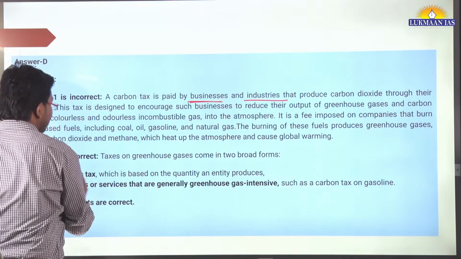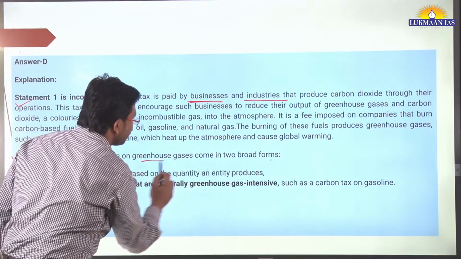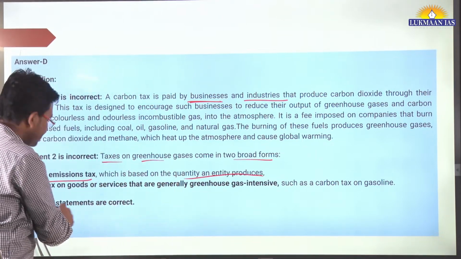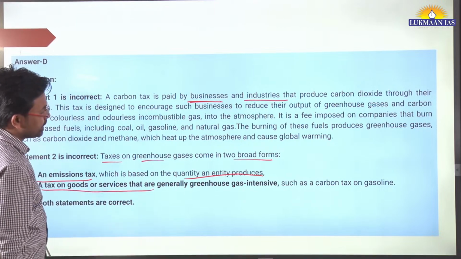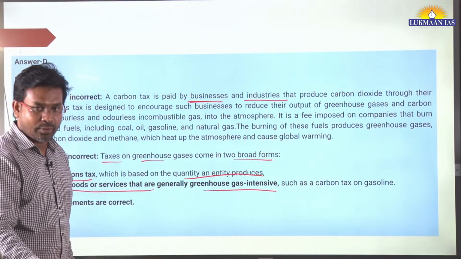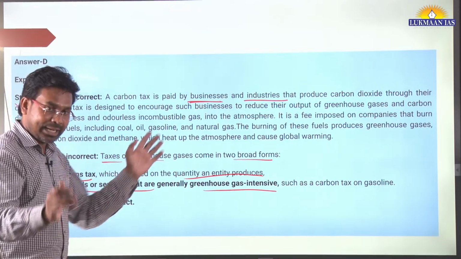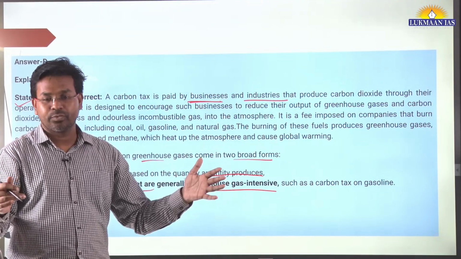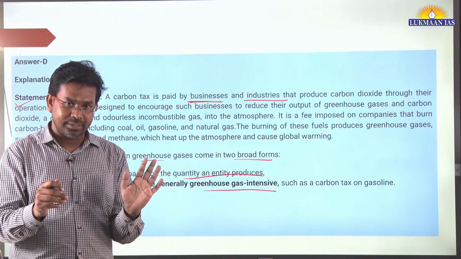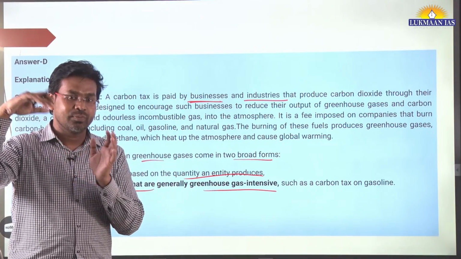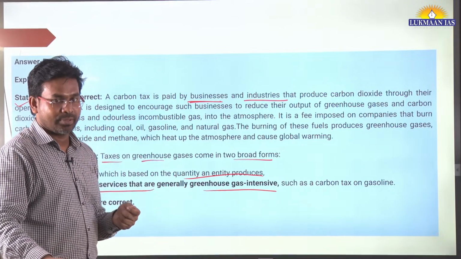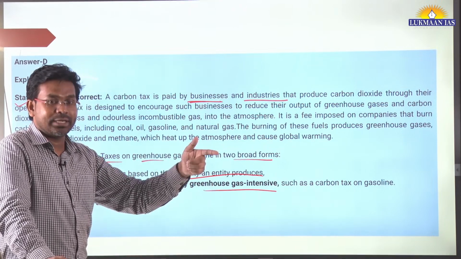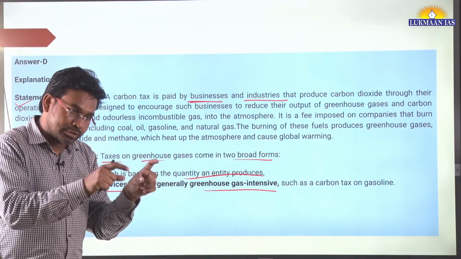And second is, taxes on greenhouse gases come in two broad forms. One is an emission tax, which is based on the quantity an entity produces. Second is a tax on goods and services that are generally greenhouse gas intensive. One thing is an industry that is producing it will be taxed. Other is those goods. For example, you have an AC, 3-star AC, 5-star AC. 5-star AC means they are more power saving, but a 3-star AC may be less power saving. And if those ACs are producing more greenhouse gases, they will be taxed more. So goods based tax will be there.